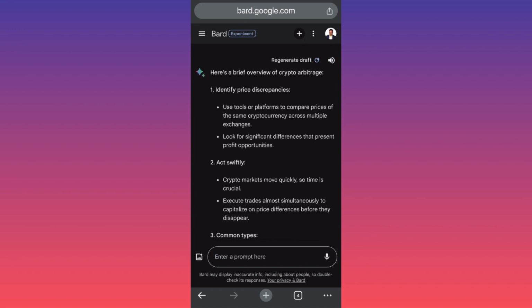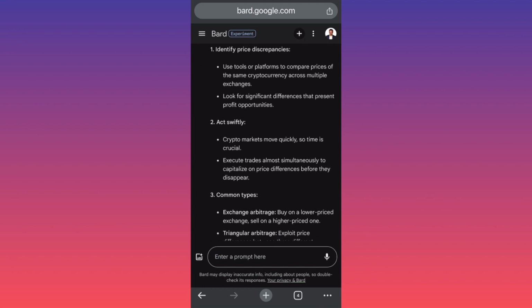The second thing is that you want to look for significant differences that present profit opportunities. For example, early in the days of Bitcoin, in some exchanges, Bitcoin was trading around 12,000, while on the bigger exchanges, it couldn't be found for under 15,000. So this is discrepancy of around $2,000-3,000 depending on the moment, right? And certain people took advantage of this.